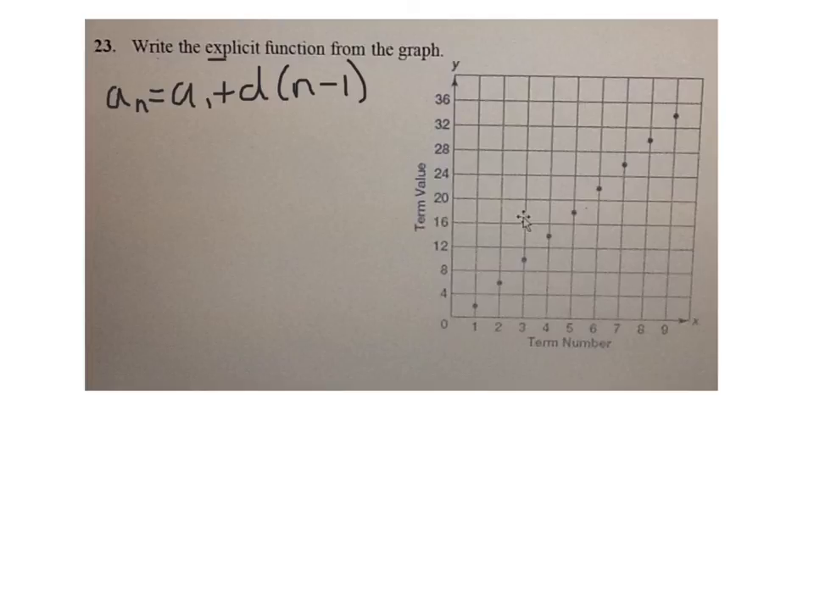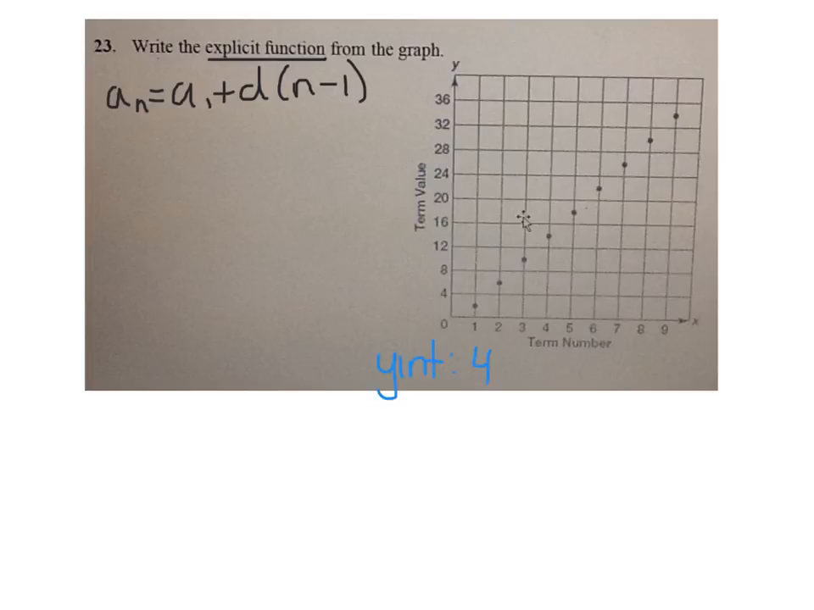If all they want is just the explicit function, we don't have to worry about writing it in function notation. So the first thing we need to do is find that first term. Here are our term numbers down here, and we want the very first one, which is 1. Look at that dot right there. It's not completely at 4, and it's definitely not completely at 0, so we need to pay attention to our y-axis. What is it going up by? What is my interval? The y-interval for my y-axis is 4.